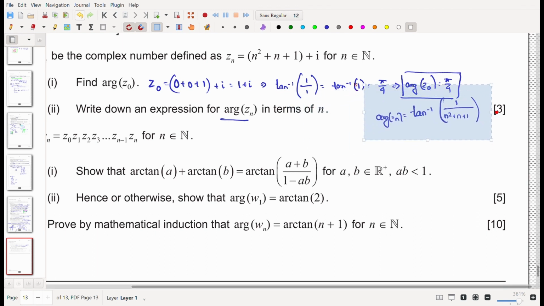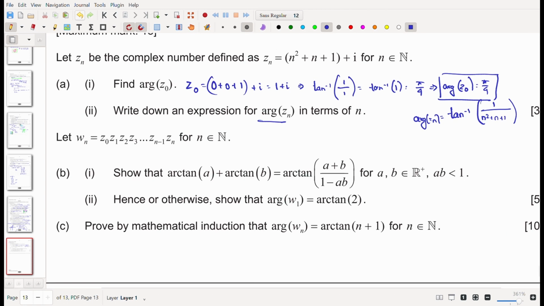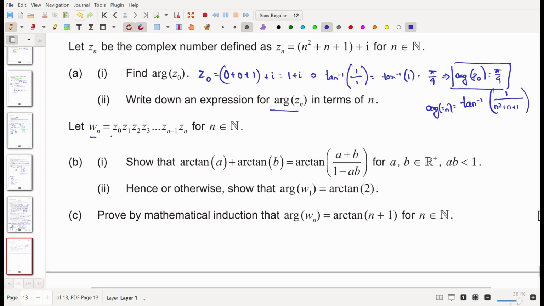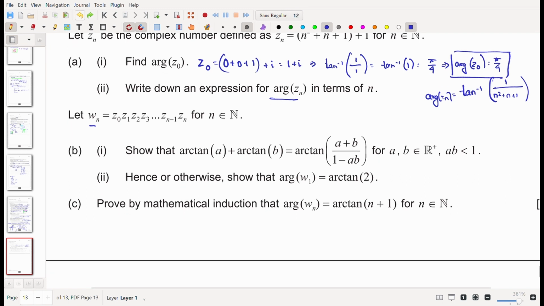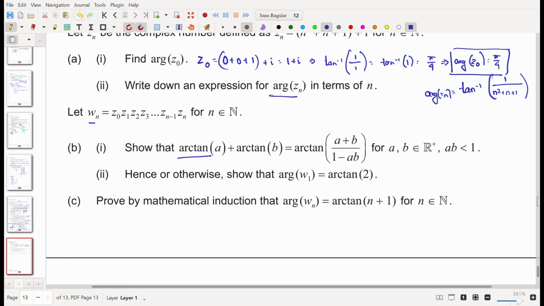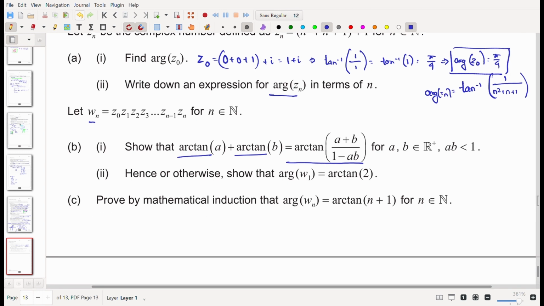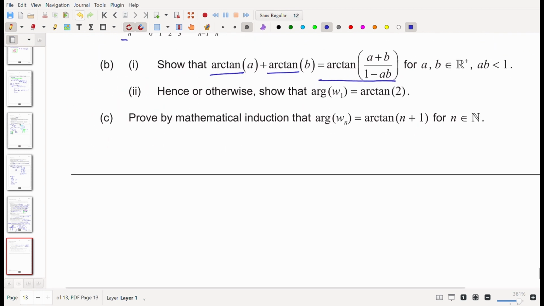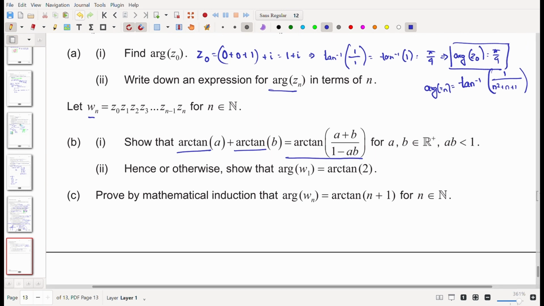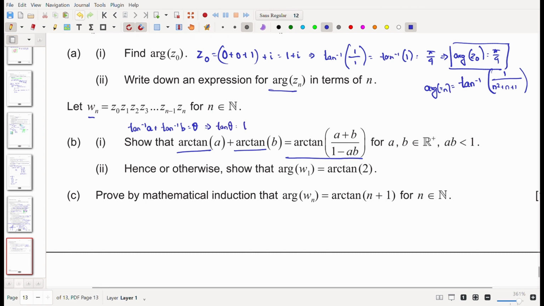Okay. Now, we're given w of n is the product of the z's until the n. Show that tan inverse of a plus tan inverse of b is tan inverse of (a plus b) by (1 minus ab). So for this, what we're going to do is let tan inverse of a plus tan inverse of b equal to theta. Now I'm writing tan inverse, you can also write arctan, same thing. Now what happens when you do tan theta? Tan theta is equal to tan of (tan inverse of a plus tan inverse of b).